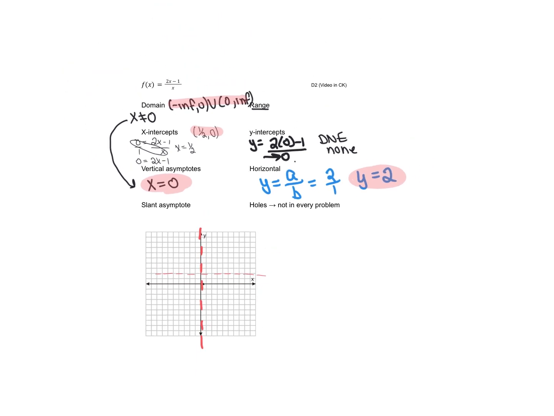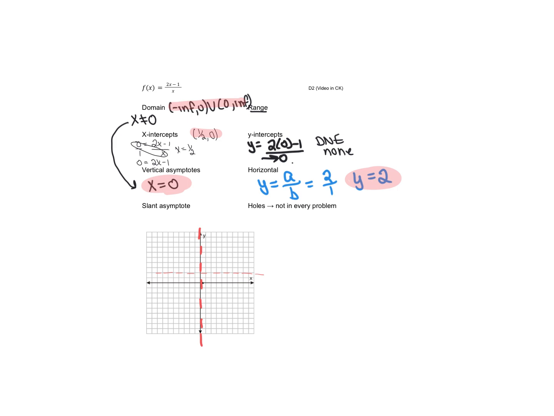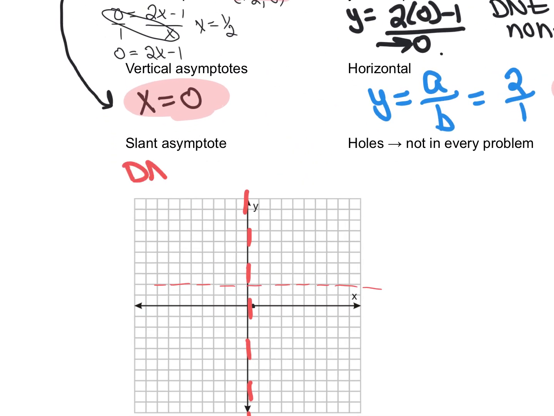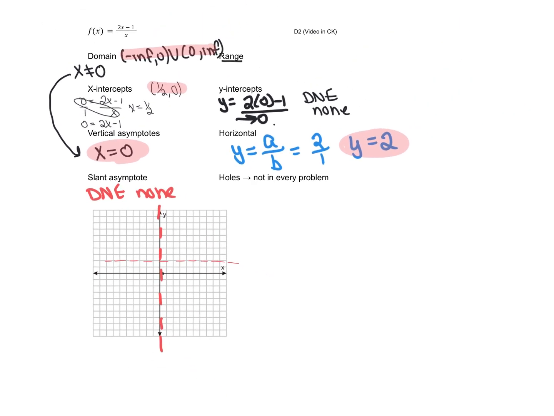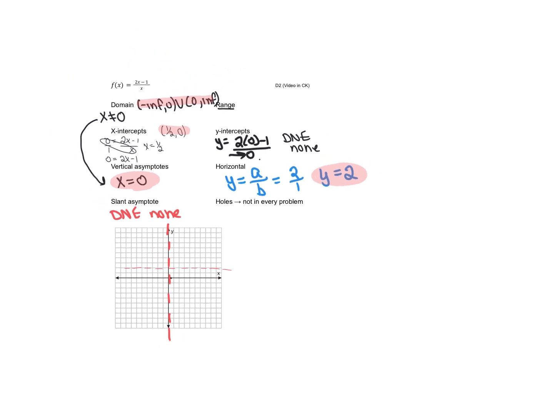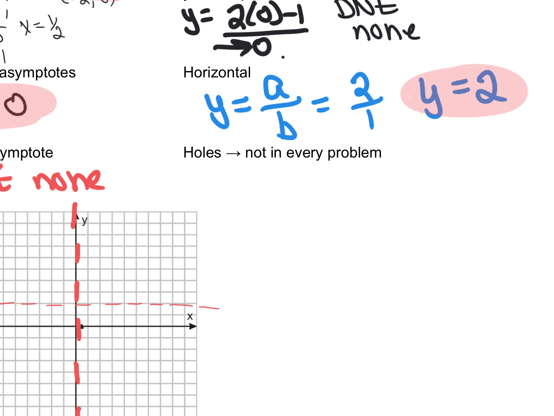A slant asymptote: remember, the slant asymptote exists if the degree of the denominator is less than the degree of the numerator. Well, the degrees are the same, which means there is no slant asymptote. We say it does not exist, or none, either way. And then our holes, not in every problem, are going to be where we simplified something, then we would have a hole at that position. There is nothing that we simplified from the very beginning, so again, there are no holes. This is going to be a none or does not exist.